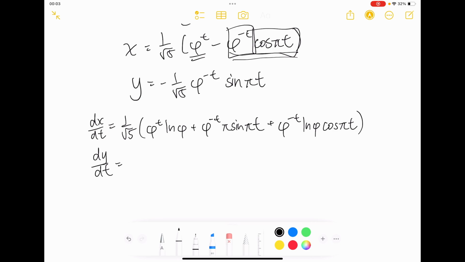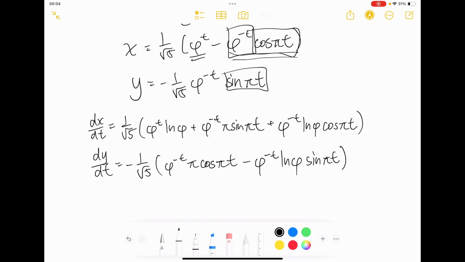It's just a product rule, so negative 1 over root 5. We're going to pull that out, and differentiating this bit is going to get us pi cosine pi t, chain rule, and negative, just because we've got this negative t up top, negative phi to the minus t, and natural log of phi because of the base. Anyways, sine pi t, there we go.